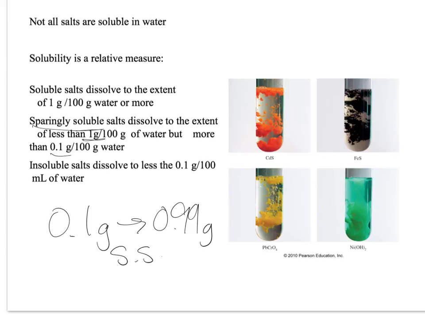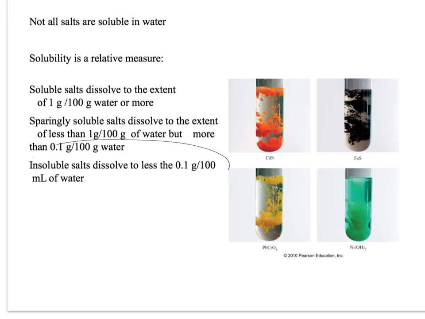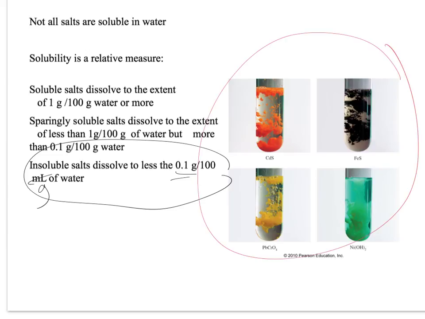And then finally, we would say something is insoluble if less than 0.1 grams of the salt dissolves in 100 grams of water, which is the same thing as 100 milliliters, because water has a density of 1 gram per mL. If it's less than 0.1, it's considered insoluble. Now, what are these cool pictures over here? These are fairly insoluble salts, and I honestly didn't tell you what the numbers are, whether they're sparingly soluble or insoluble. They're one of the two, because I can see solid that is undissolved. This stuff that looks really cool floating around, all this stuff, is solid salt undissolved in water.